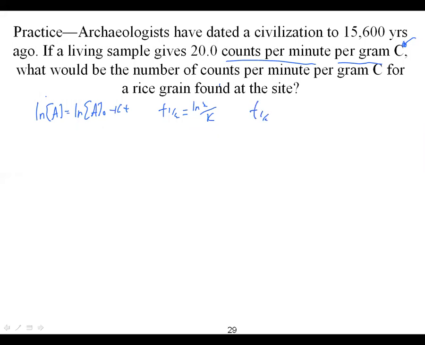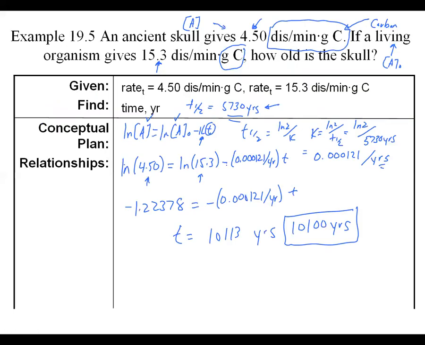Just like before, if a living sample gave us 20 counts per minute, that would be our initial. We know the time of 15,600 years. We're actually looking for the final amount. Just like before, we are going to need the decay constant. Since it is the exact same number as previously, we're just going to use that number. We would do the same calculation to figure out the decay constant, and we'll get 0.000121.